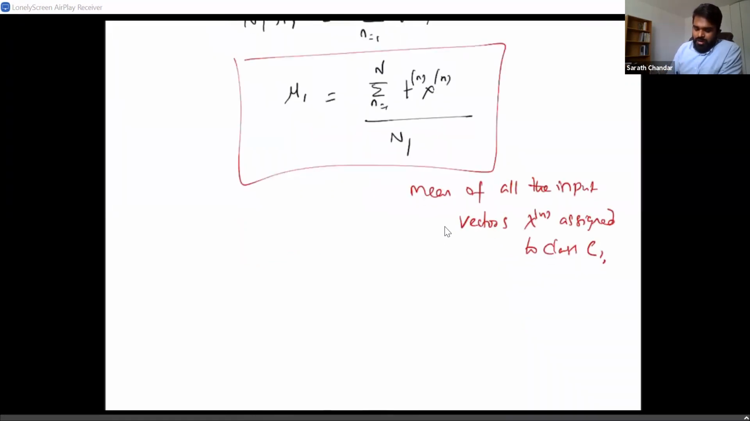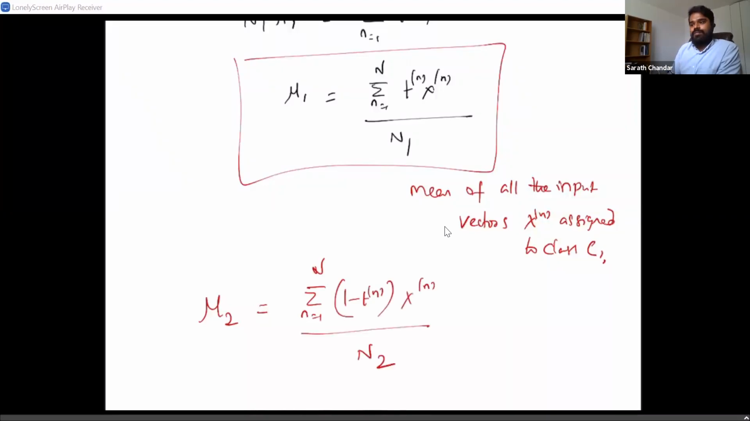Similarly, it would be boring to derive mu2 because it's exactly the same derivation. So similarly, this is going to be summation over n is equal to 1 to N, (1 minus t_n) times x_n divided by N2.